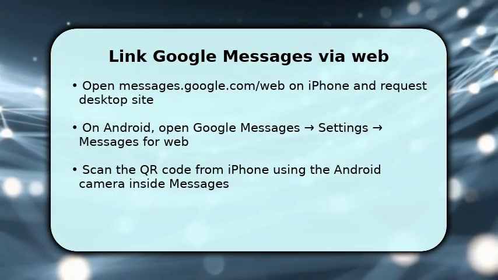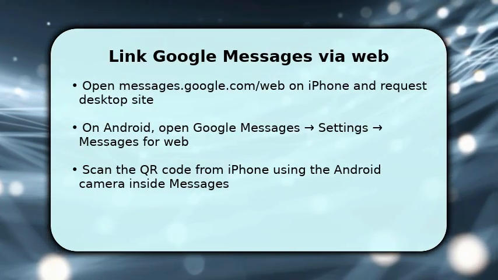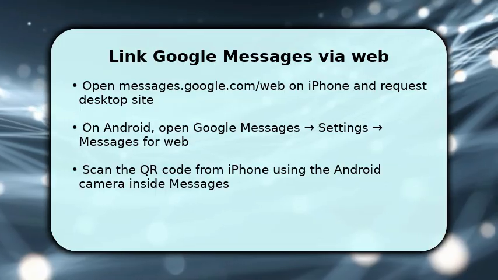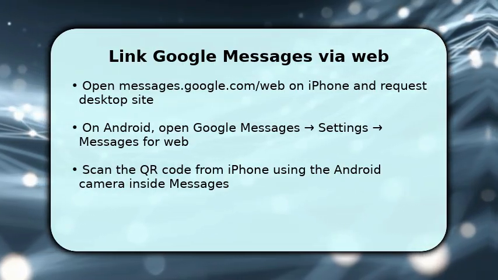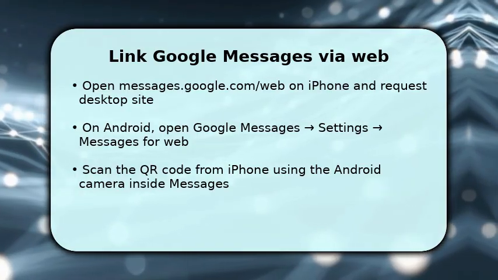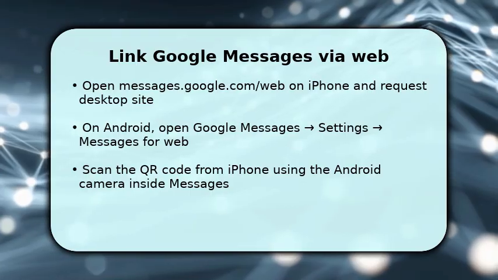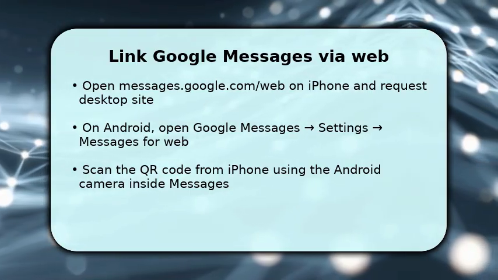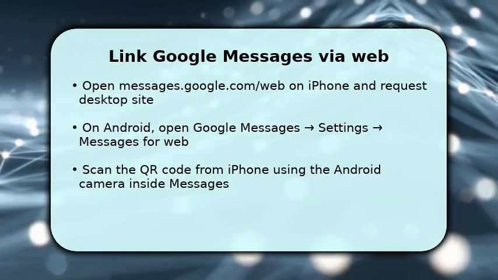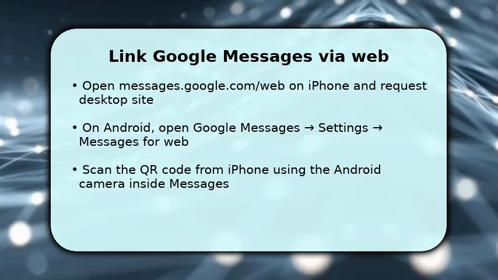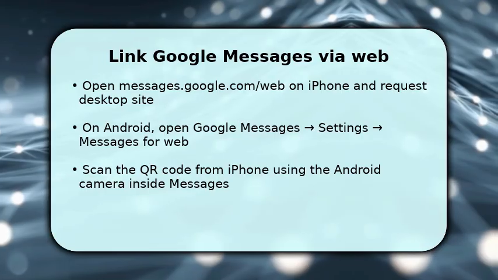Once the iPhone has the Messages for web page loaded in desktop mode, switch to the Android and open Google Messages. Tap Settings, then Messages for Web, and choose Link a Device. Use the Android's QR scanner that appears to scan the code shown on your iPhone. When linked, Google routes RCS-capable conversations through the Android phone.